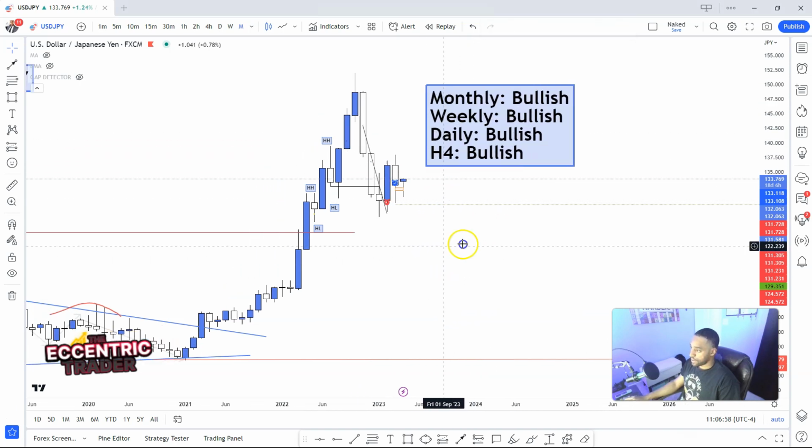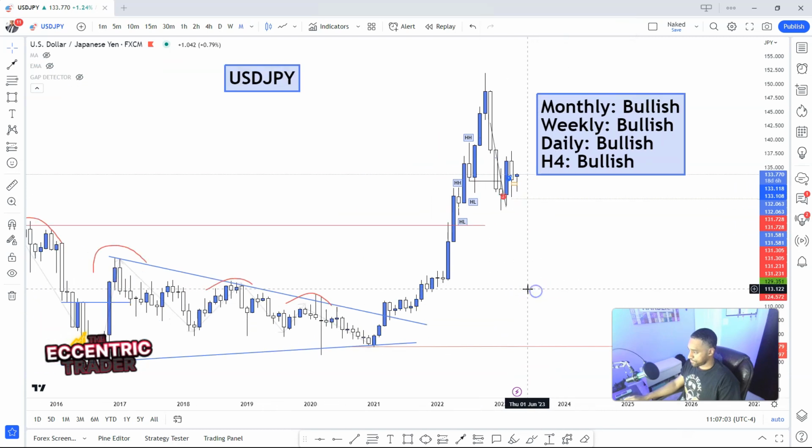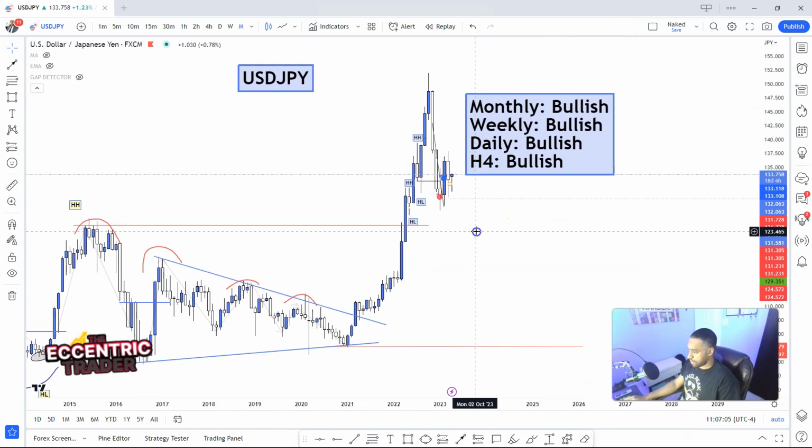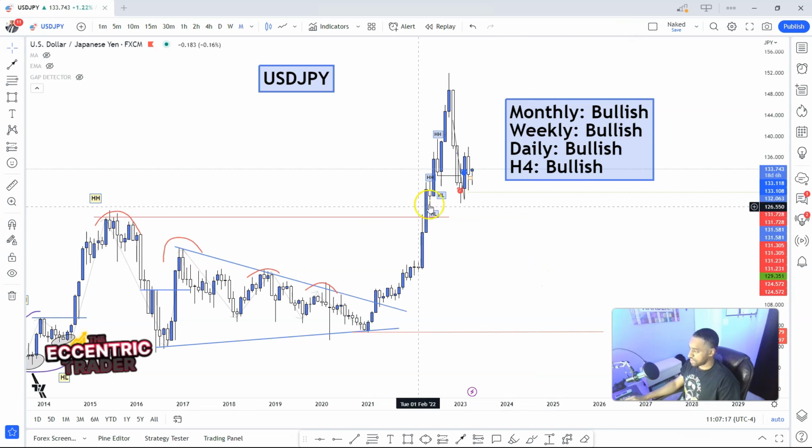UJ. All right, top down analysis for UJ. We're on the monthly time frame, right? All right. So UJ has been bullish on the monthly for a little bit now, if you hadn't noticed, right? So 2021. It's 2023 right now.